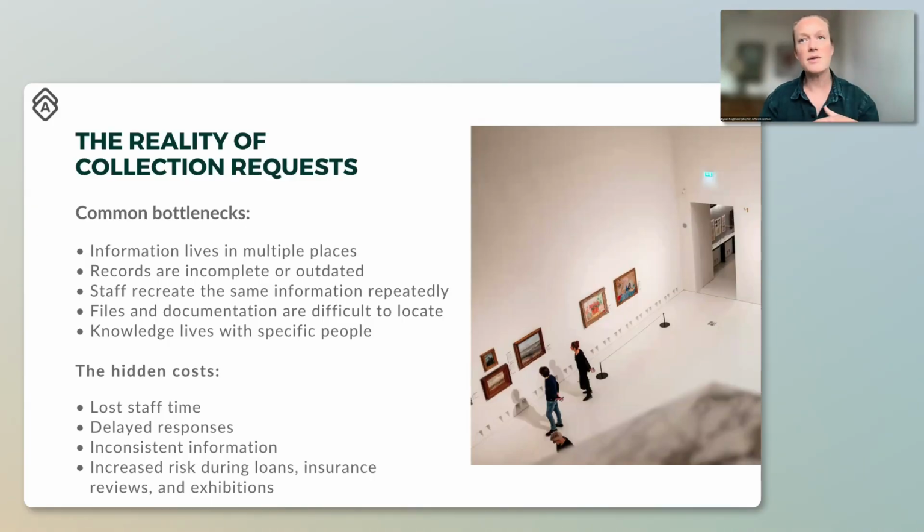And with those bottlenecks, you have hidden costs, which are lost staff time, delayed responses, inconsistent information, and then increased risk during loans, insurance reviews, and exhibitions. We have a number of webinars and articles about reducing that risk, especially around emergency preparedness and insurance. But just something as simple as streamlining your workflow and centralizing your data can also help you reduce risk.